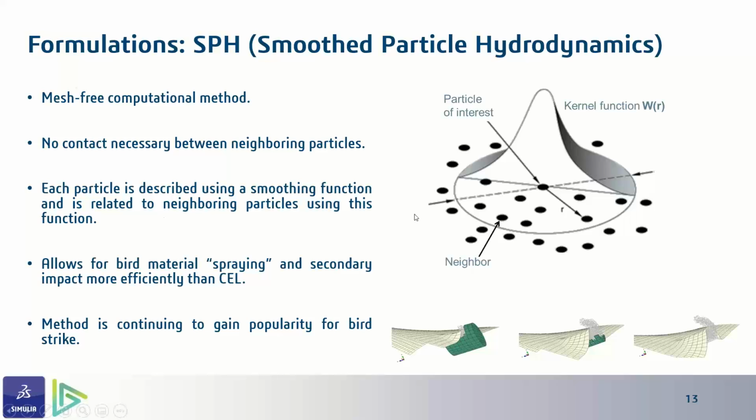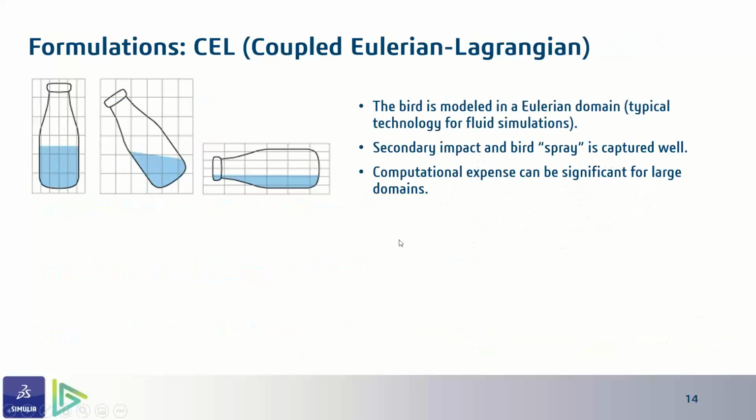interaction with each other. And this method captures the spraying of the bird very well, and it's continuing to gain popularity most of the time in bird strike simulations. Of course, these nodes are free to move, so severe element distortions are avoided. Hence, the formulation allows for capturing those high strain gradients very well. Moving on to the last formulation, the coupled Eulerian Lagrangian.